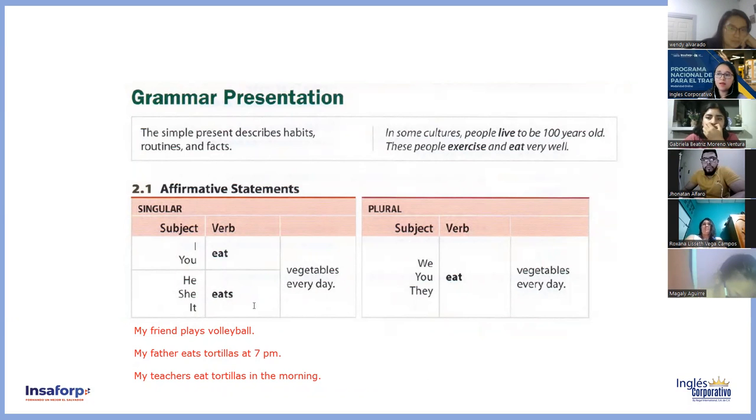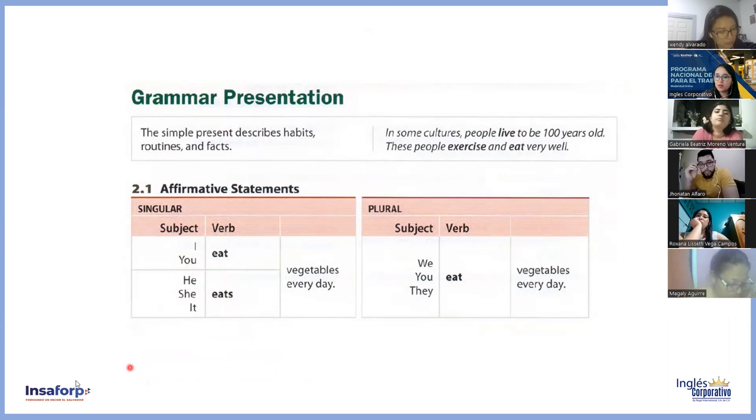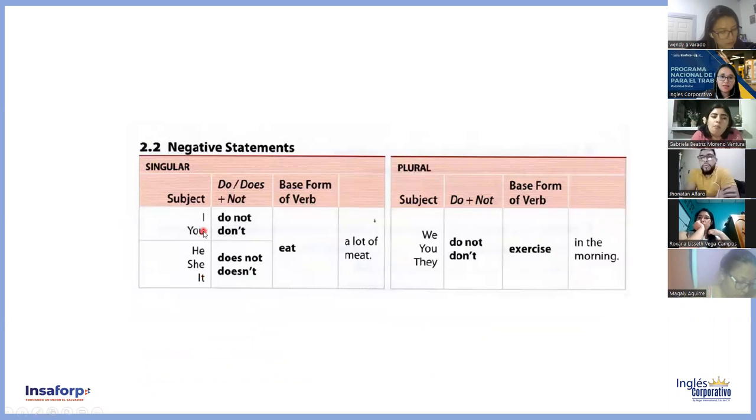Vamos a ver más adelante más reglas cuando estemos utilizando he, she, and it. Esto es muy importante que lo aprendamos, porque lo utilizamos a lot. Y también, algo que quiero mencionar es que cuando estemos hablando de he, she, it, debemos hacer énfasis en el sonido de la S. It's. Eso es very important. Okay, so let's go right now with the negative statements, with the negative ones.